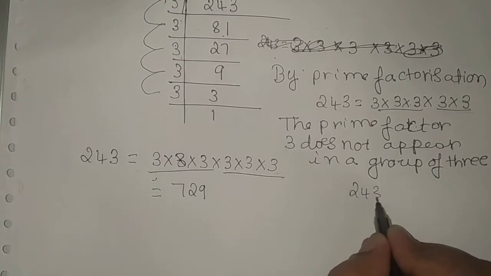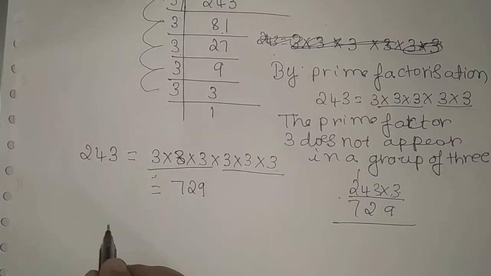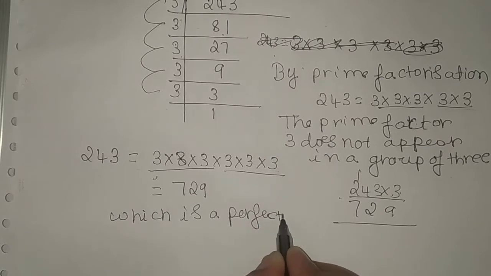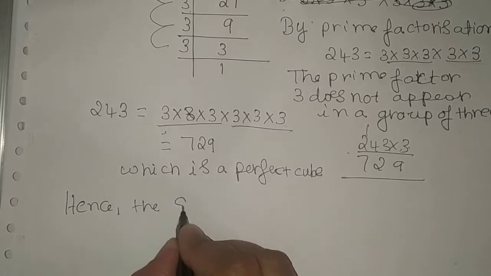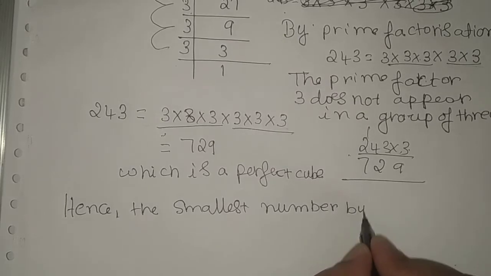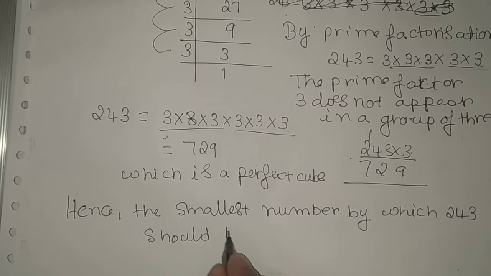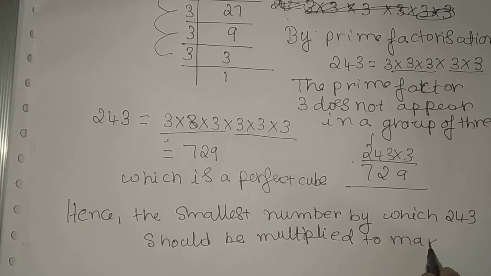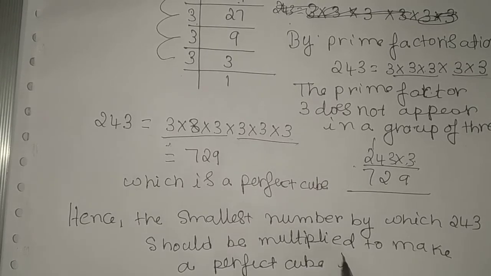So multiply all this, we get 729. That is 243 into 3, that is 3 threes are 9, 3 fours are 12, 3 twos are 6, 7. So 729 is a perfect cube. Hence the smallest number by which 243 should be multiplied to make a perfect cube is how much? 3 is the answer.